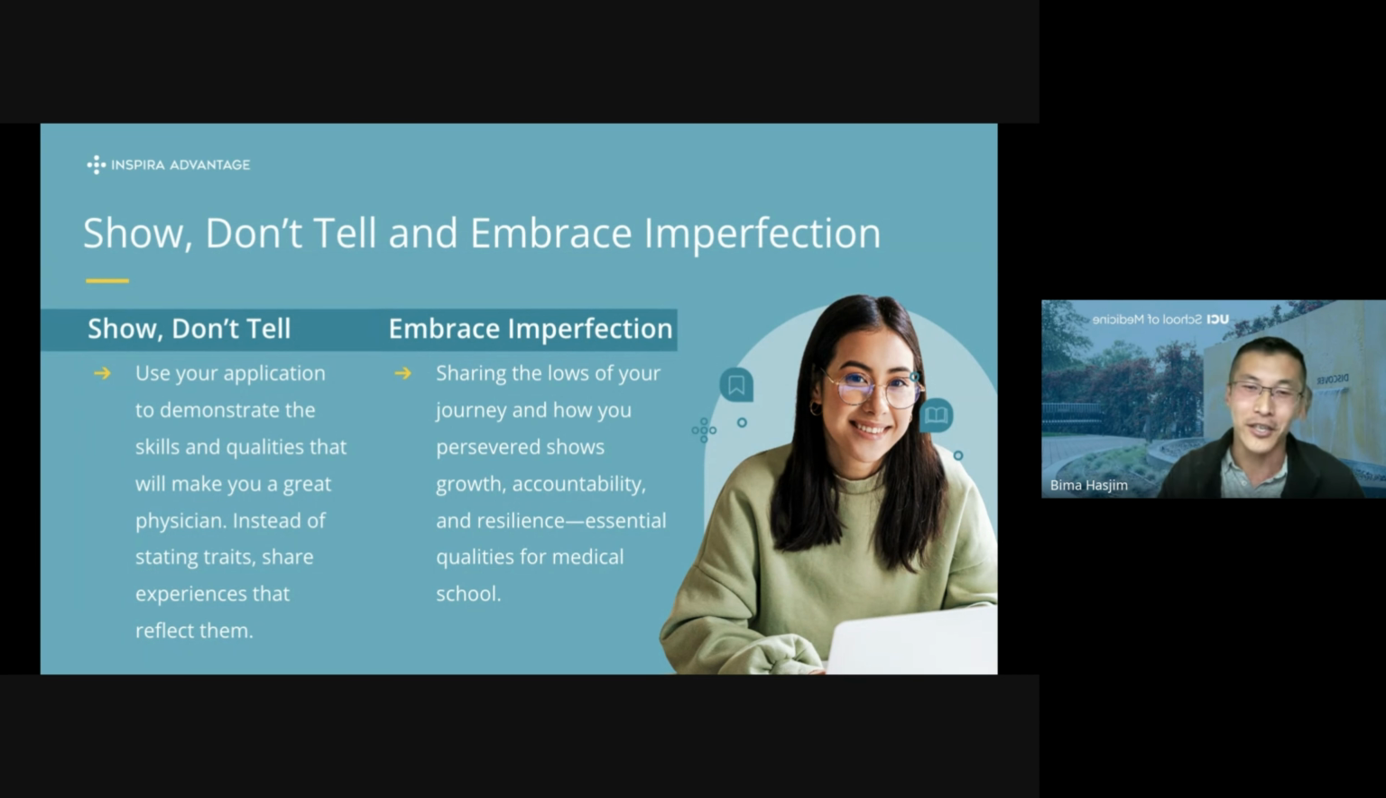And talking about your weaknesses in your application will make you that much more relatable for the readers. And so don't shy away from that. Although try to change it at the end to make it something and land that essay on a more positive note.